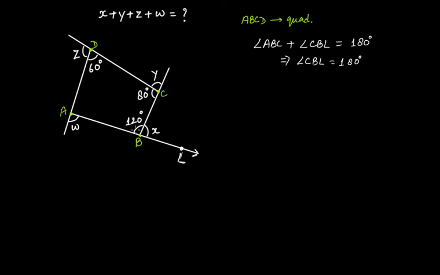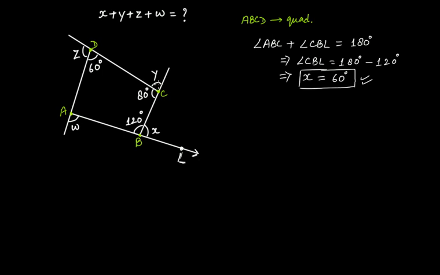What is angle ABC? It is 180 degrees minus 120 degrees. And we know that angle CBL is nothing else but x. So x is equal to 60 degrees. Okay, so now we know the value of x.